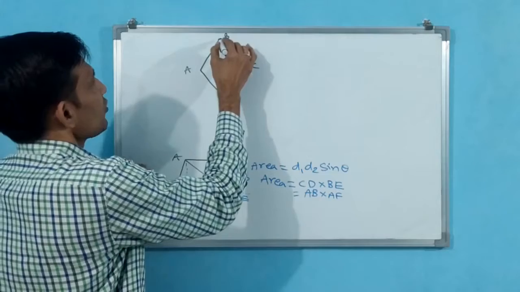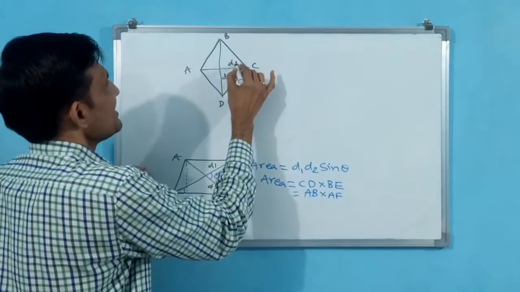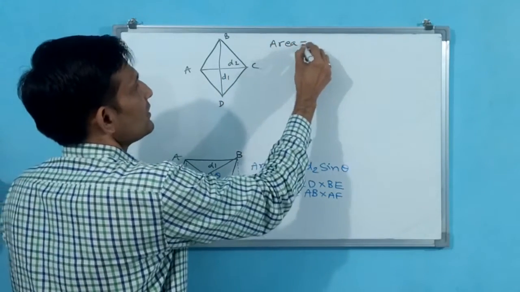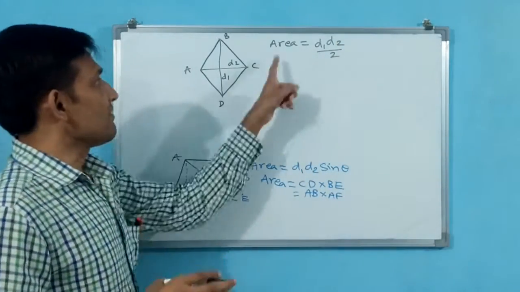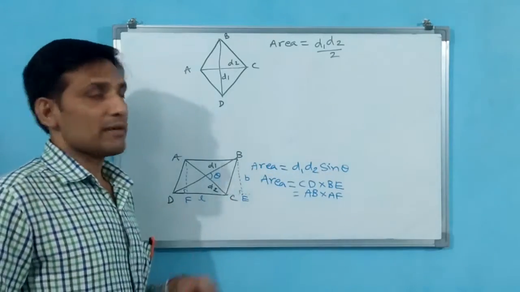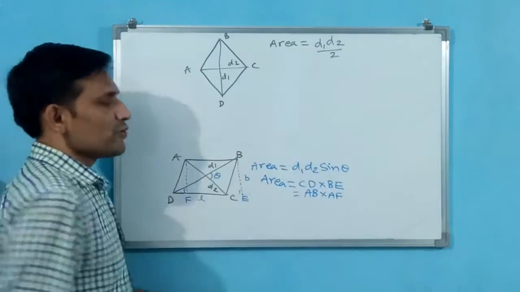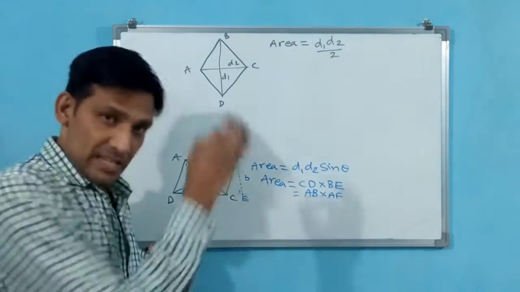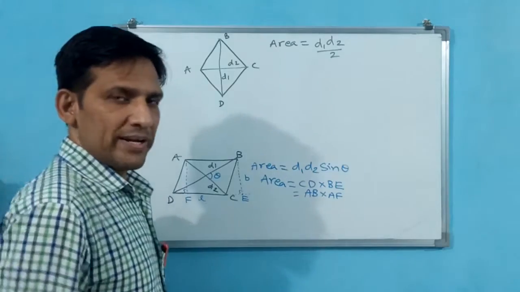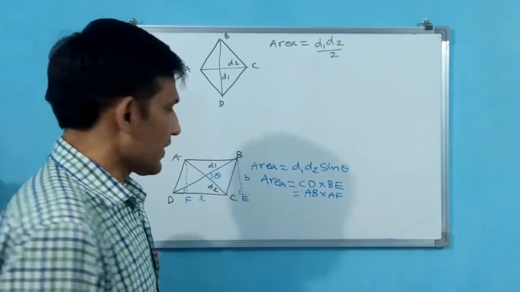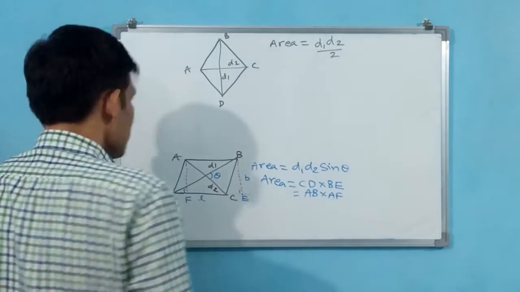A rhombus also has two diagonals, D1 and D2. The area of a rhombus is equal to d1 d2 by 2. Here, for the parallelogram it was d1 d2 sine theta, but here it is d1 d2 by 2. You need not consider the angle. You simply take d1 d2 by 2 as the area of a rhombus. They will give the diagonals, or else you have to find the diagonals geometrically. The fourth quadrilateral is a trapezium. Let us see the trapezium also.